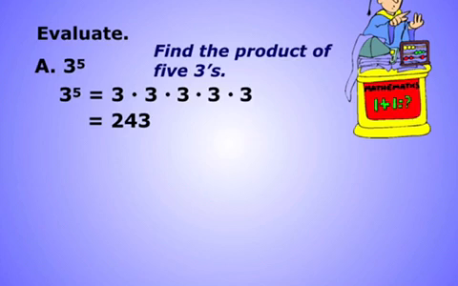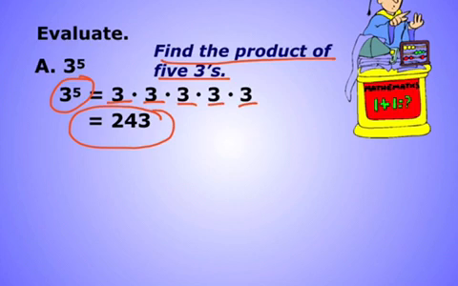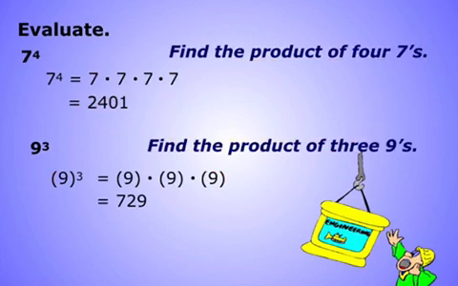If we have to evaluate these exponents, one way to do that is to write it out. So 3 to the 5th is find the product of 5 threes. 3 used as a factor 5 times. So 3 to the 5th is 1, 2, 3, 4, 5 threes multiplied together. And if I multiply 5 threes together, I get 243.